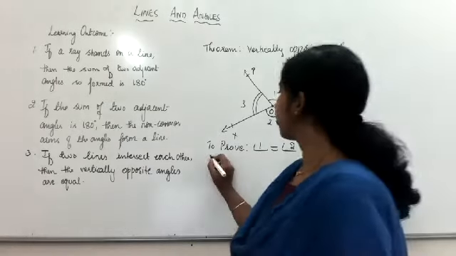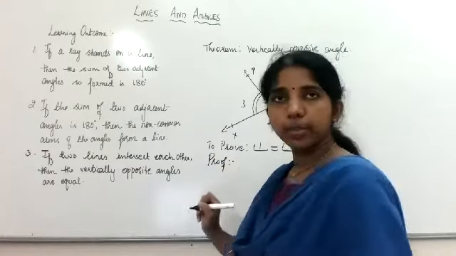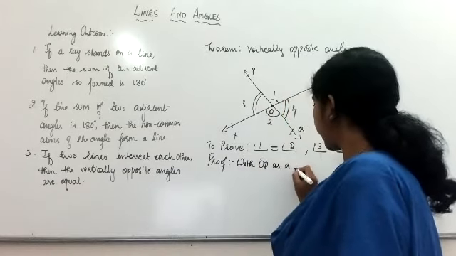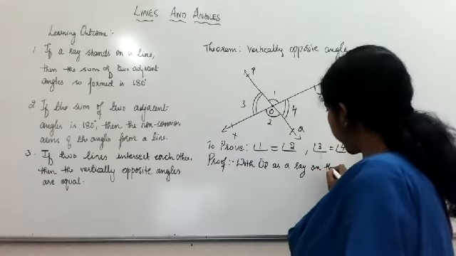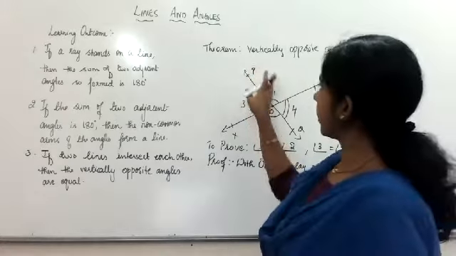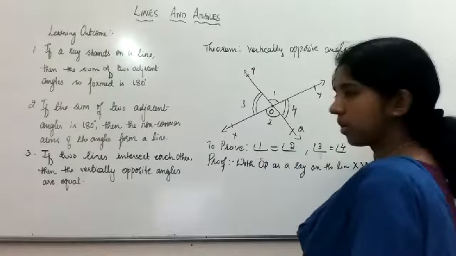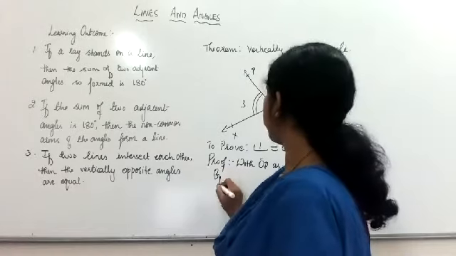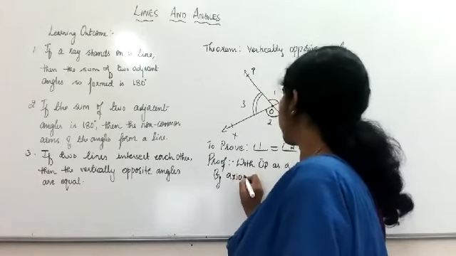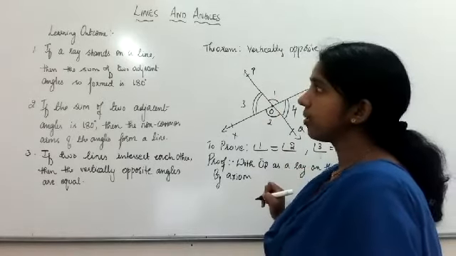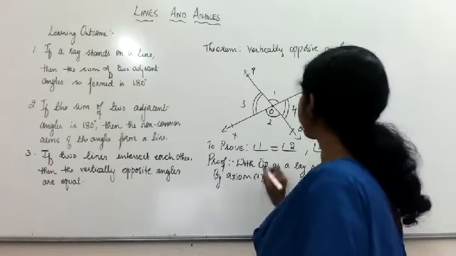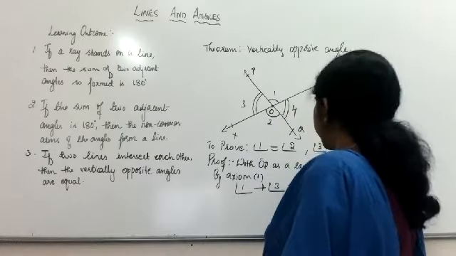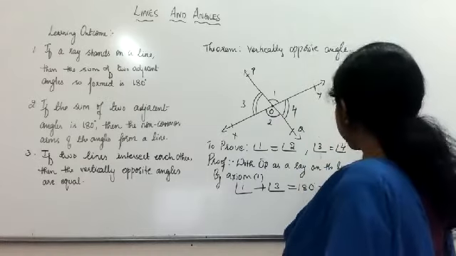Now how to prove? So we will start with the proof. We have OP as a ray on the line, which line? I can take OP as a ray on the line XY. OP is a ray on the line XY. So by axiom 1, what is our axiom 1? If a ray stands on a line, then the sum of adjacent angles is equal to 180. So by axiom 1, what we have? Angle 1 plus angle 3 is equal to 180 degree, correct? So this is our first observation.